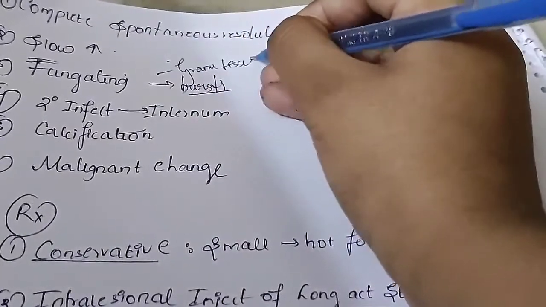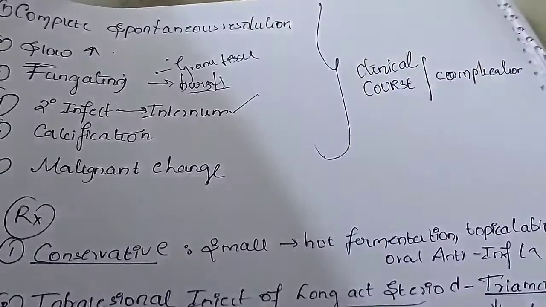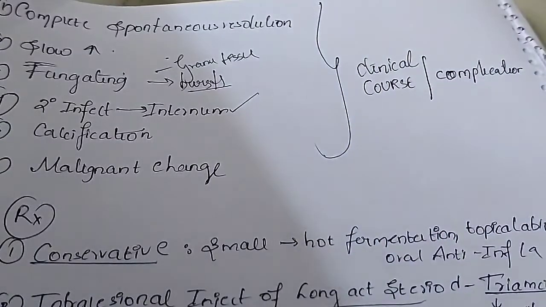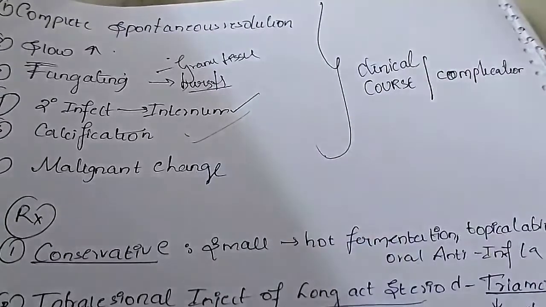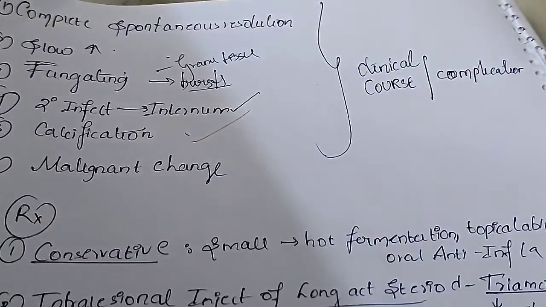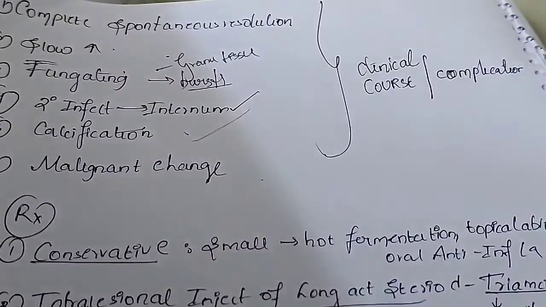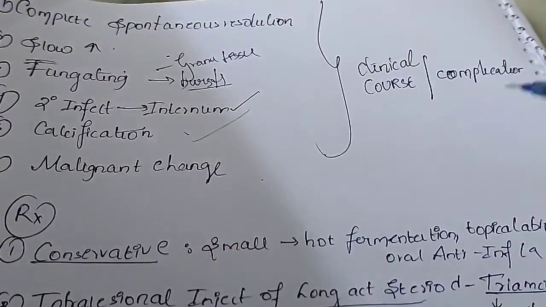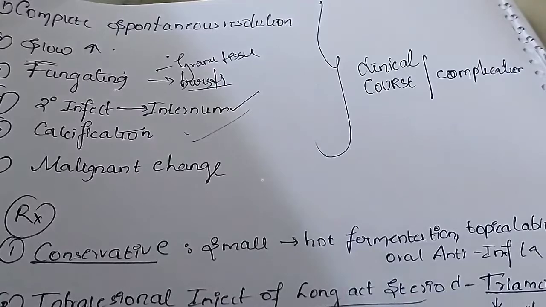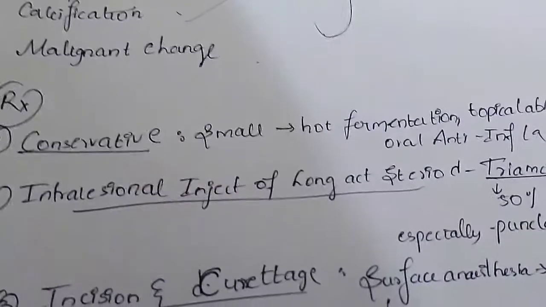And the next thing is secondary infection may lead to formation of an nodulum internum. And next, calcification may occur. It's very rare, but it can occur. Malignant change into meibomian gland adenocarcinoma or sebaceous cell carcinoma may be occasionally seen in elderly people. Okay. And next, talking about treatment.